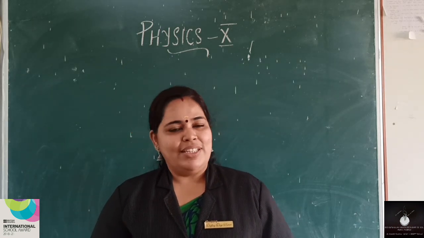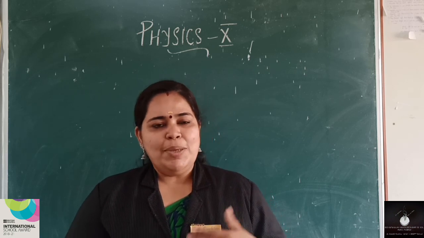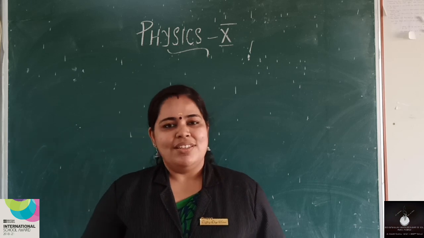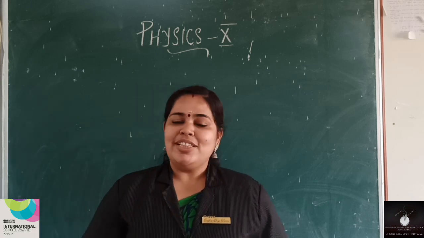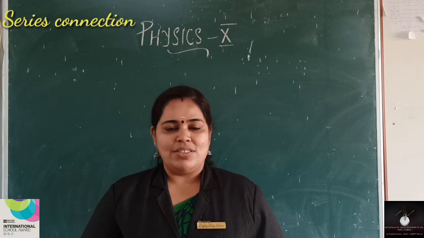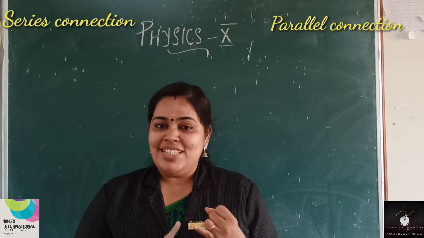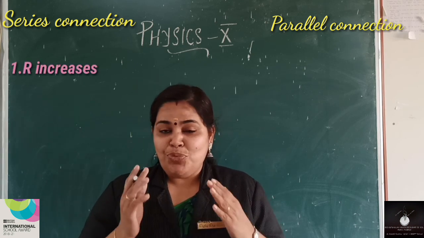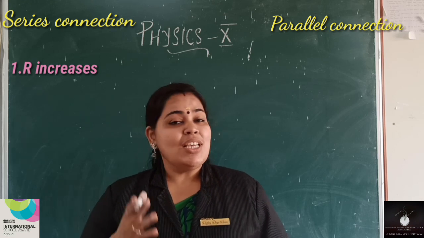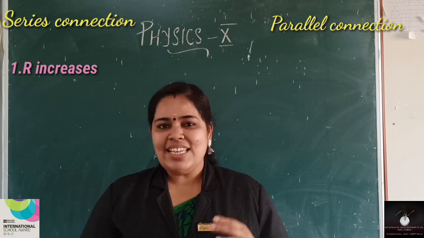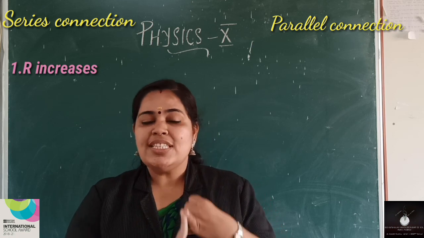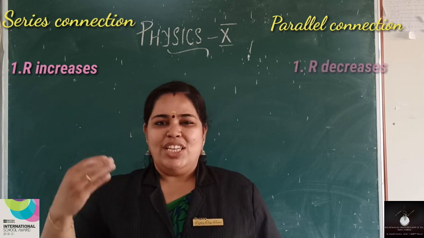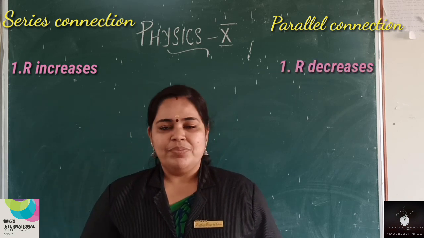Now back to our class. In the previous class, we have learned about series and parallel connection, isn't it? Can you tell me the difference between series and parallel connection? Yes, in series connection, effective resistance increases, isn't it? So if you want to have more resistance, you have to connect the resistors in series. Okay, so the first difference is in series connection, resistance is more, whereas in parallel connection, effective resistance decreases.